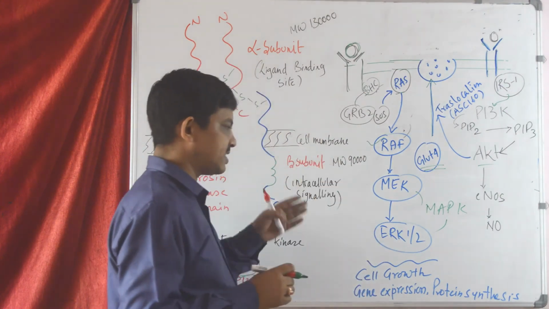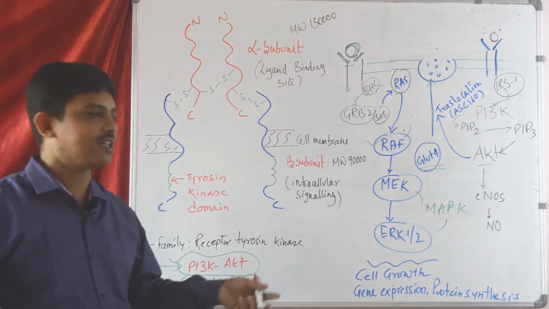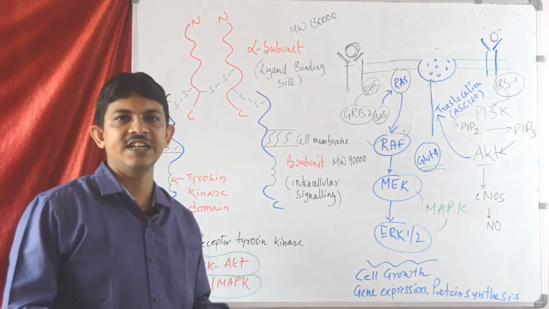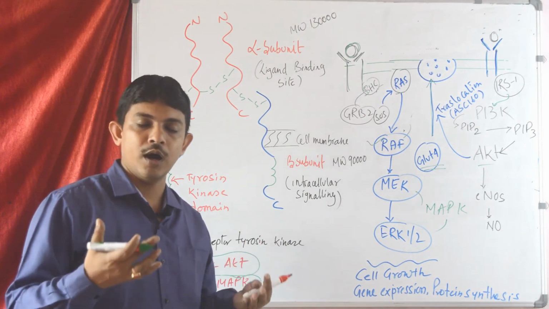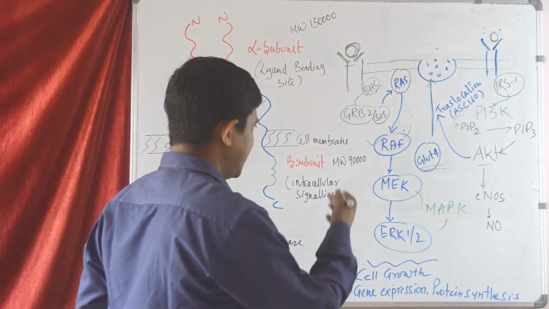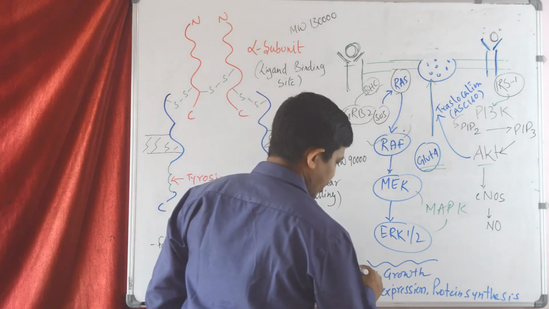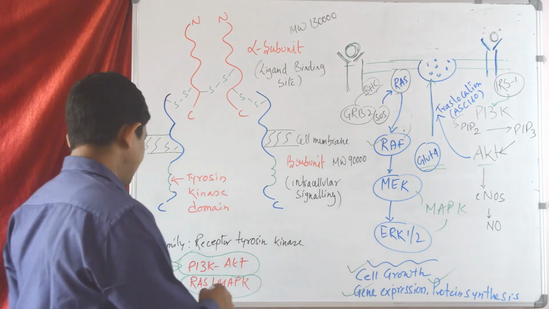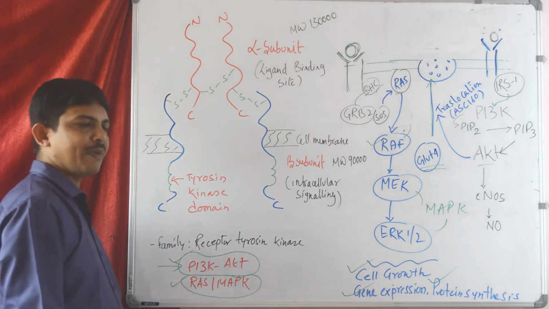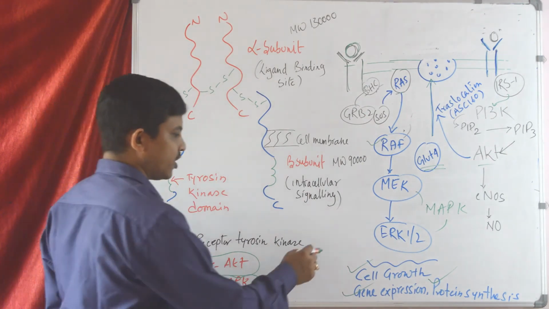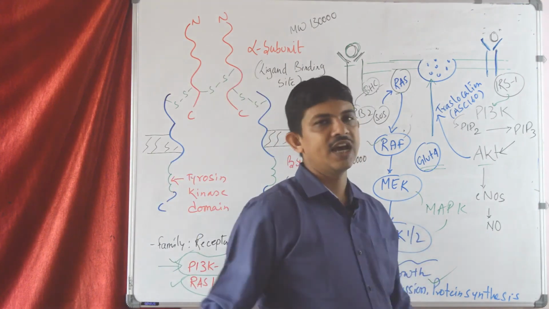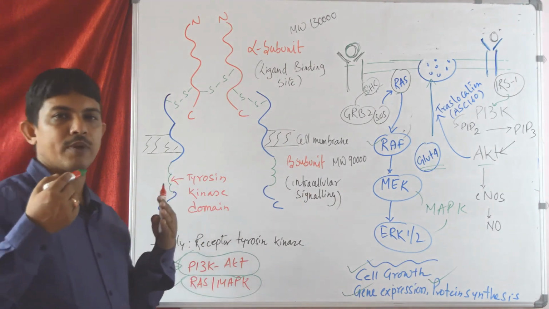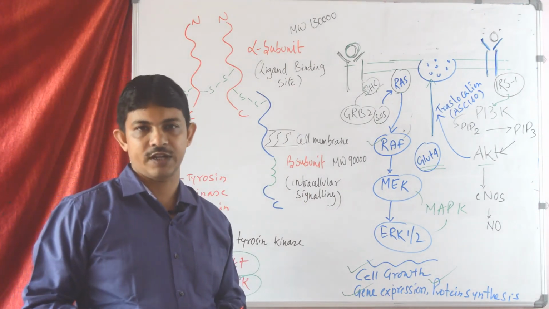Through this process, genetic transcription and protein synthesis take place. This process is important for cell growth, gene expression, and protein synthesis. So this RAS and MAPK pathway is mainly responsible for cell growth, gene expression, and protein synthesis. This is the mechanism of how insulin produces its effect.